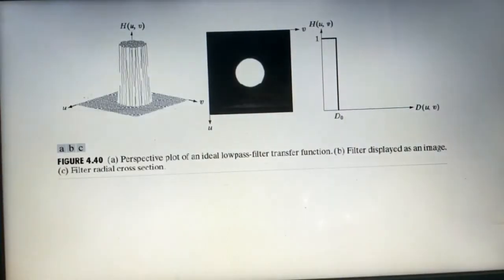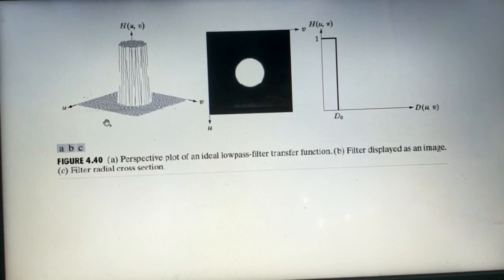So let us discuss the first kind of low pass filter, that is, ideal low pass filters. A 2D low pass filter that passes without attenuation all frequencies within a circle of radius d subscript 0 from the origin and cuts off all frequencies outside this circle is called an ideal low pass filter. So this is how we define the ideal low pass filter.